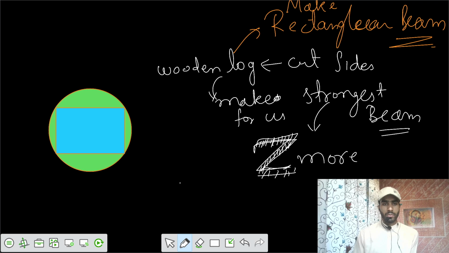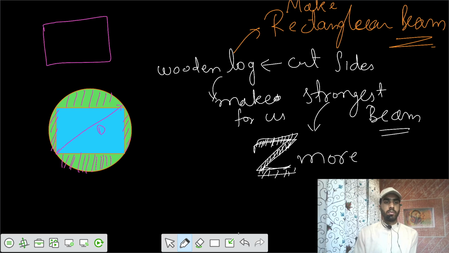So this is what we have to make. Let's say the diameter of the circle, the wooden log, was equal to D. And let's say you have cut the beam. So this part you have removed. This part you are removing from the wooden log of circular cross-section. Finally, you are receiving a beam of depth d and width b.